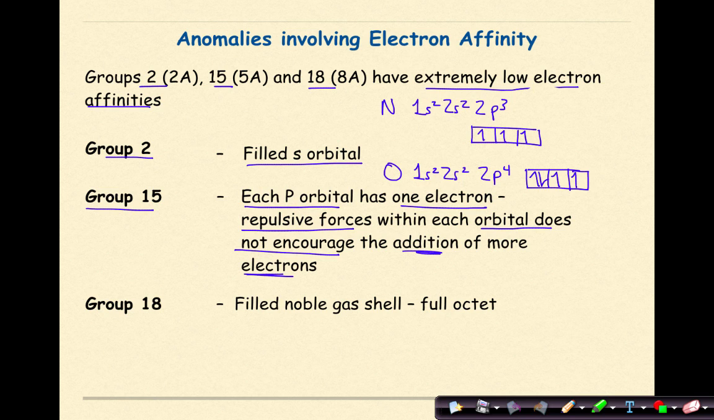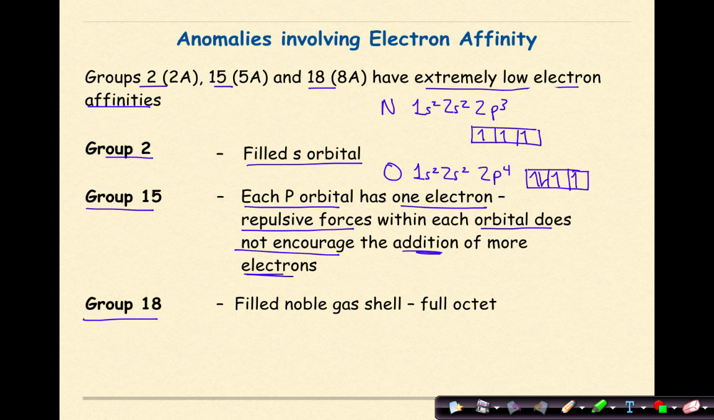We contrast that with oxygen. It has 4 electrons in this p sublevel. If it gains 2 more, it'll have its full octet. Therefore, it will have a higher electron affinity than nitrogen will.